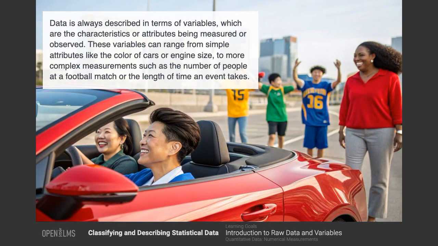Data is always described in terms of variables, which are the characteristics or attributes being measured or observed. These variables can range from simple attributes, like the color of cars or engine size, to more complex measurements, such as the number of people at a football match or the length of time an event takes.